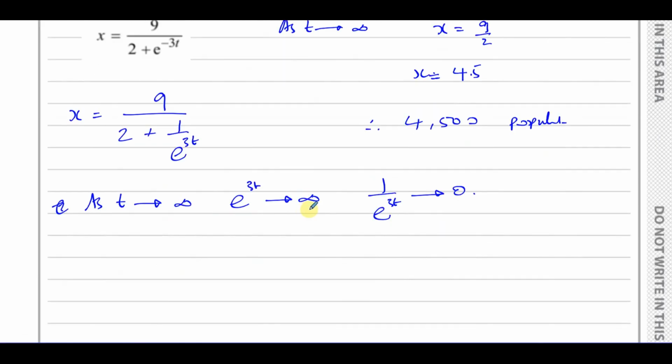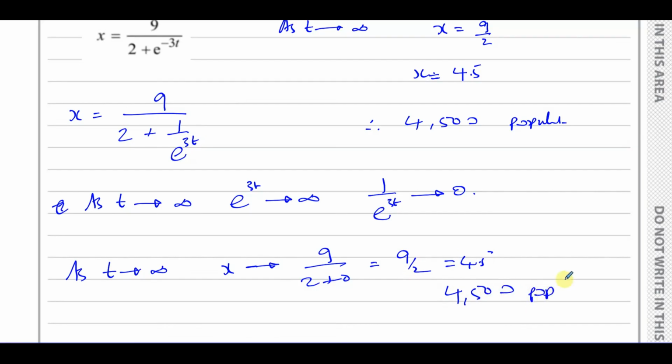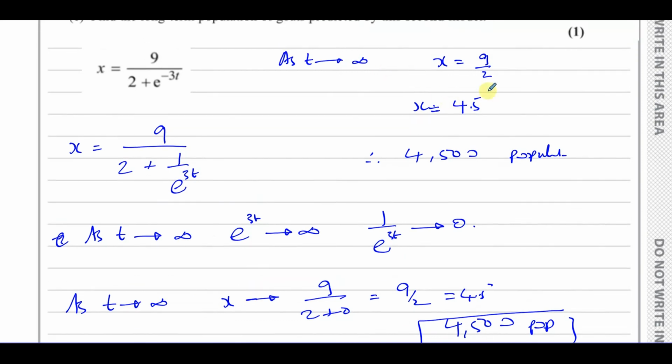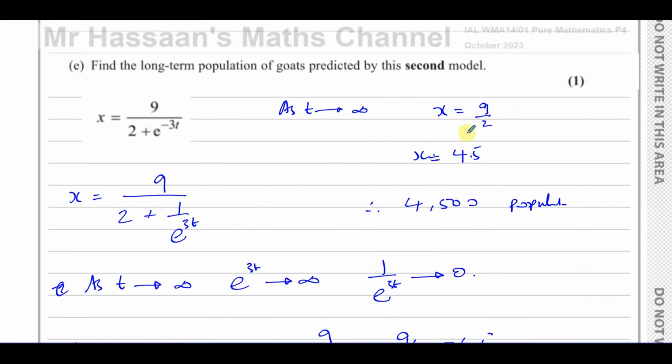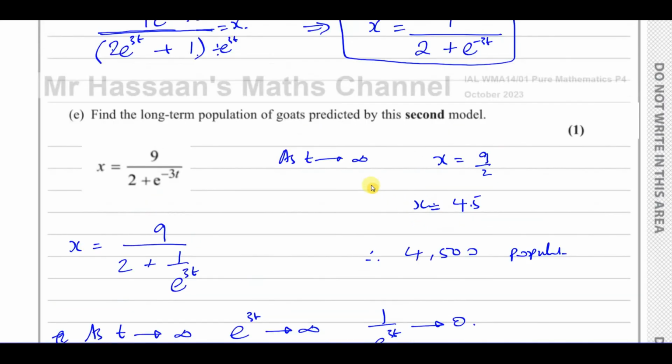So therefore we can say, as t approaches infinity, then x approaches 9 over 2 plus 0, which is 9 over 2, which is 4.5. So 4,500 population. All right, so that's the algebraic way to do it. That's the way, just putting it in your calculator. It's only worth 1 mark. If you just wrote down 4,500 population, that would be fine.